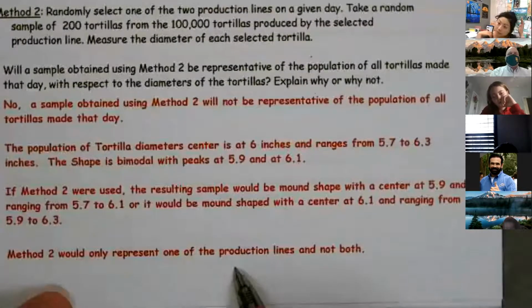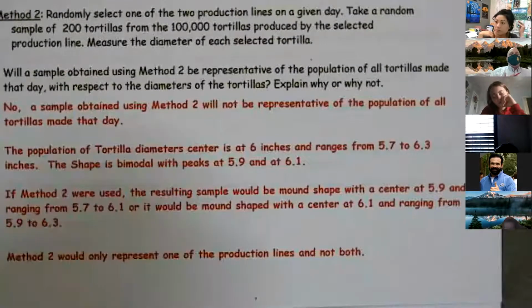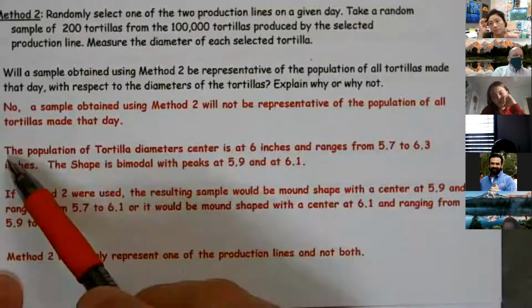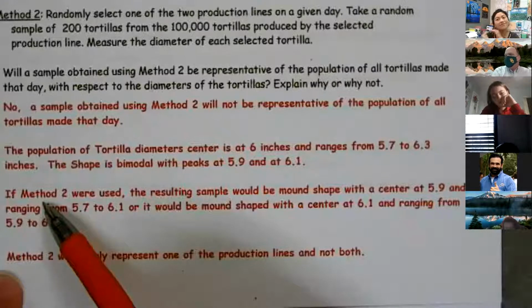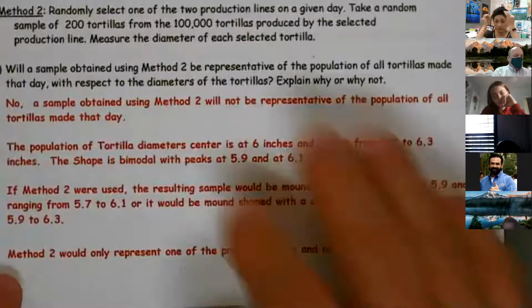Okay? So we need to make sure that we're making a comparison of why the population would be different than what we would get if we use method 2. Extremely important to do that. All right, moving on.